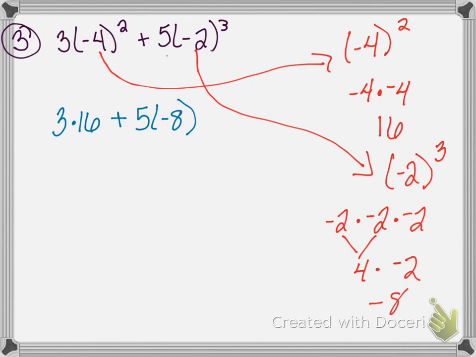Okay? 3 times 16 is 48. If you don't have that memorized or you don't look at that and see 48, you can do 16 times 3. 3 times 6 is 18. 3 times 1 is 3, plus 1 is 4. Okay? 5 times negative 8 is negative 40.